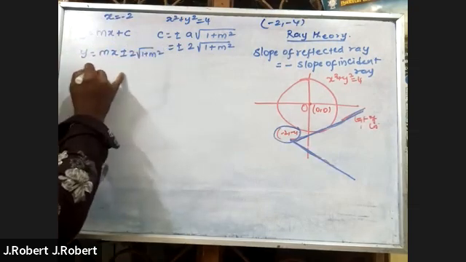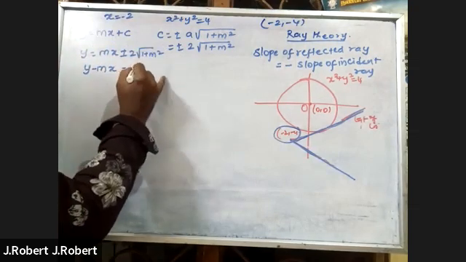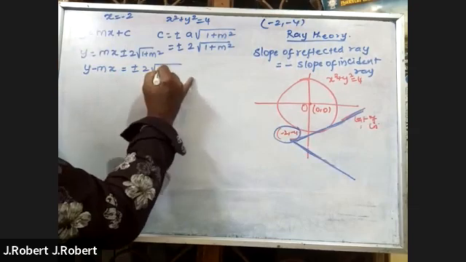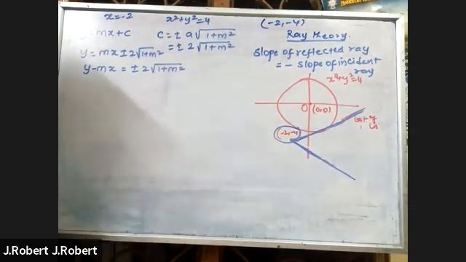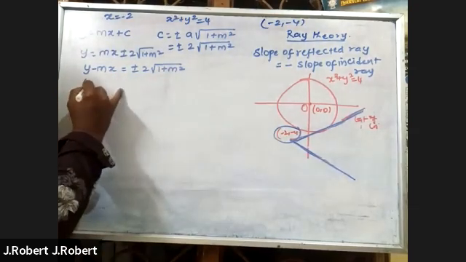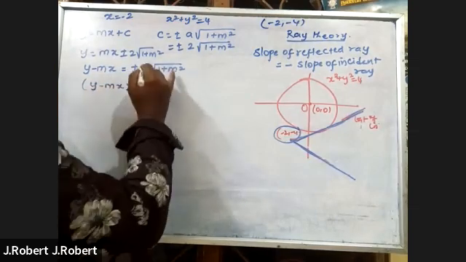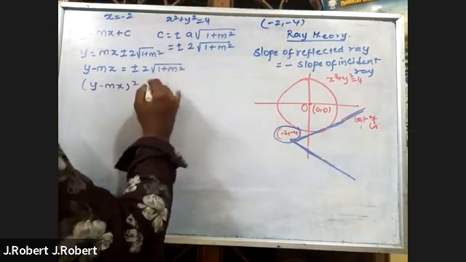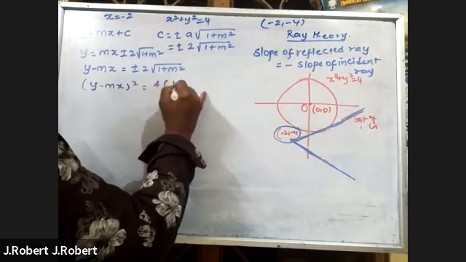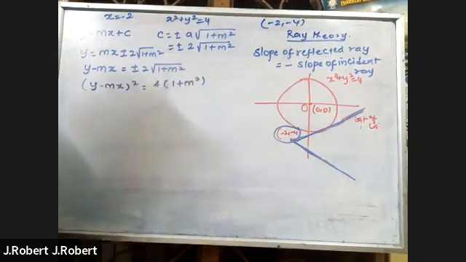Bring mx to this side. y minus mx is equal to plus or minus 2 into root of 1 plus m square. Squaring on both sides, we get y minus mx the whole square is equal to, when you square it is always positive, so 2 becomes 4 into 1 plus m square. 4 into 1 plus m square.